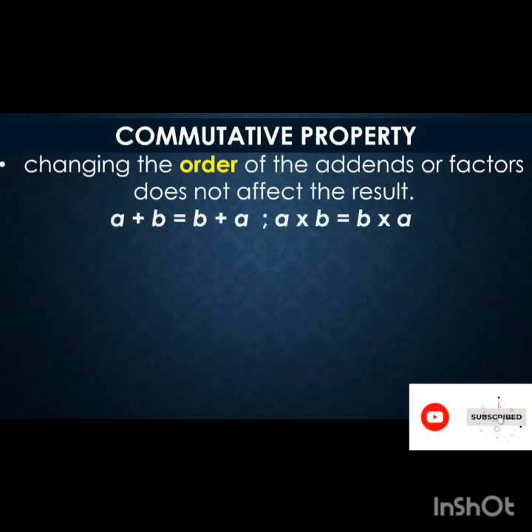Commutative property: a plus b is equal to b plus a, and a times b is equal to b times a. a and b are integers, so a plus b is an integer, and b plus a is an integer. At the same time, a times b is an integer and equals b times a, so commutative property under integers is closed.